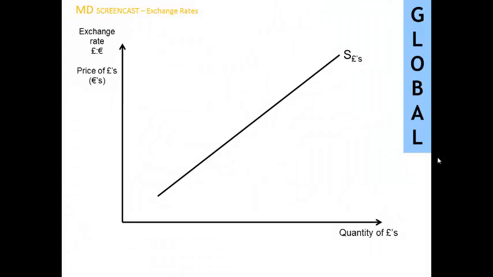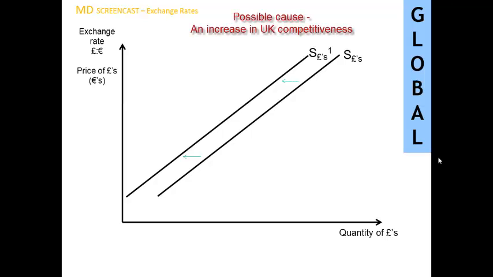A fall in the supply of pounds is shown by a shift to the left of the supply curve. Fewer pounds are supplied at each and every euro price. Possible causes of this would include UK products becoming more internationally competitive, which would cause a fall in UK holders of pounds wishing to buy Eurozone produced goods and services. Therefore, fewer pounds would be supplied to acquire foreign currency.